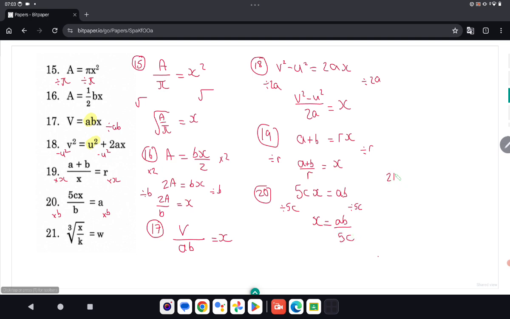And last one, 21. So it's x over k all cube rooted. So I need to reverse the cube root first. How do I reverse the cube root? Cube both sides. Cubing the left-hand side gets rid of the cube root. Cube the right-hand side, w cubed. Now times by k gives us x is equal to k w cubed.